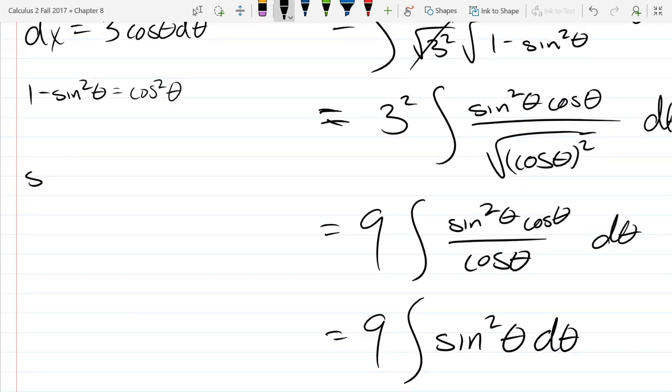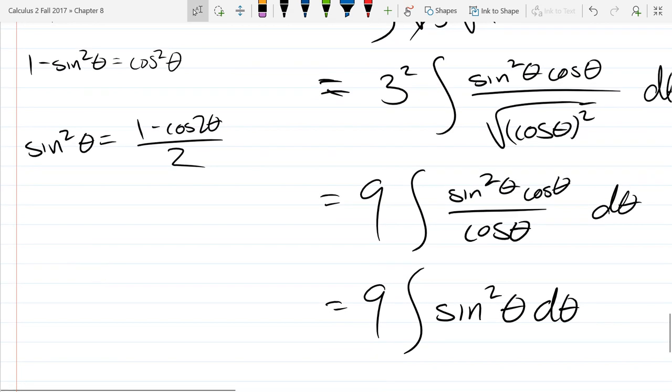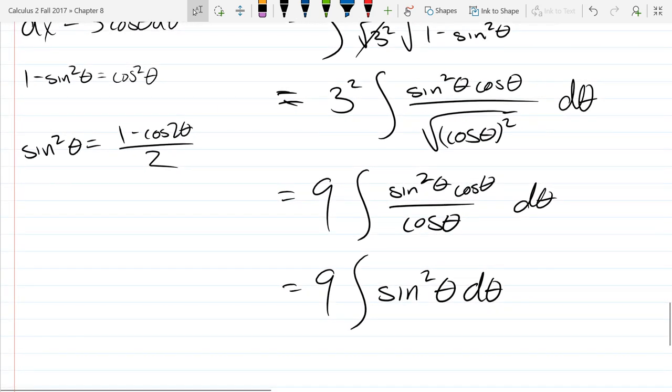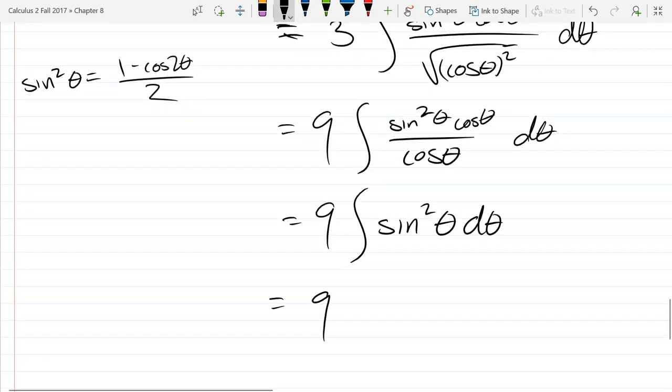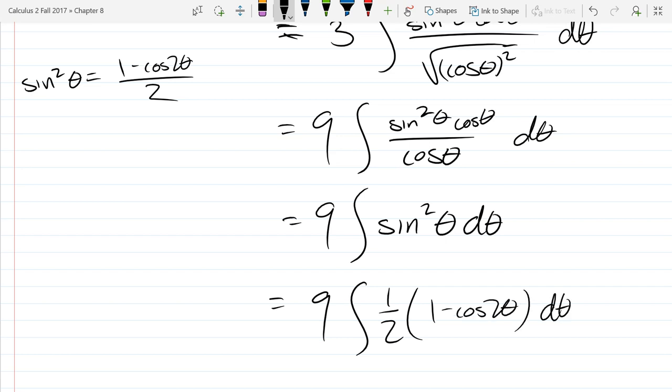And I'll write that down. It's probably in your notes from last section. Well, it should definitely be in your notes from last section. It's probably on your formula page. So sine squared equals 1 minus cos 2 theta over 2. So again, this is an identity substitution, not a changing variable substitution, so we don't pay a price for this one. So we'll write it as 1 half 1 minus cos 2 theta d theta.